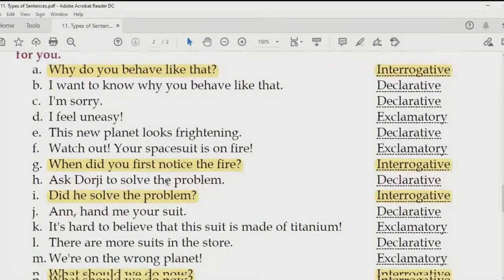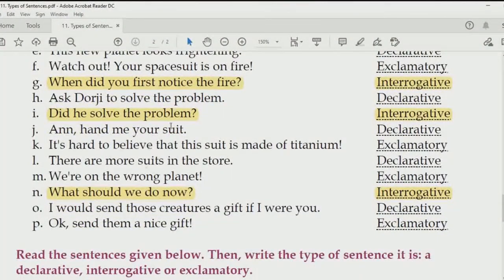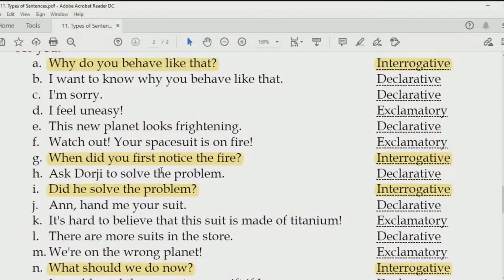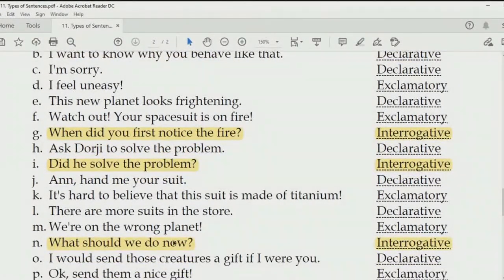You can already see that I have highlighted some of the sentences. Why I did that, I'll tell you first. Whichever sentences I have highlighted, I will be reading those first. Why do you behave like that? When did you first notice the fire? Did he solve the problem? What should we do now?